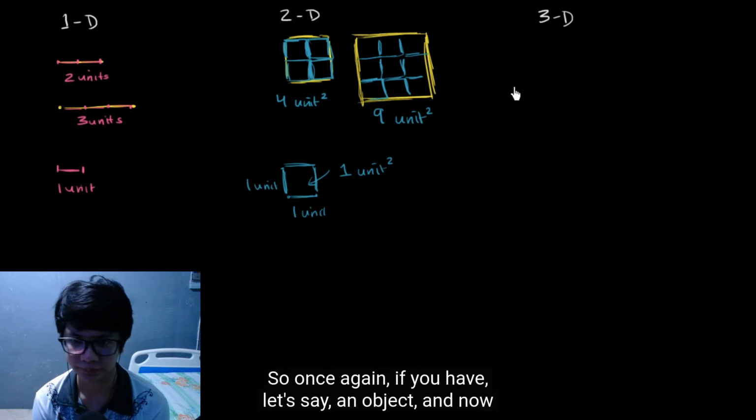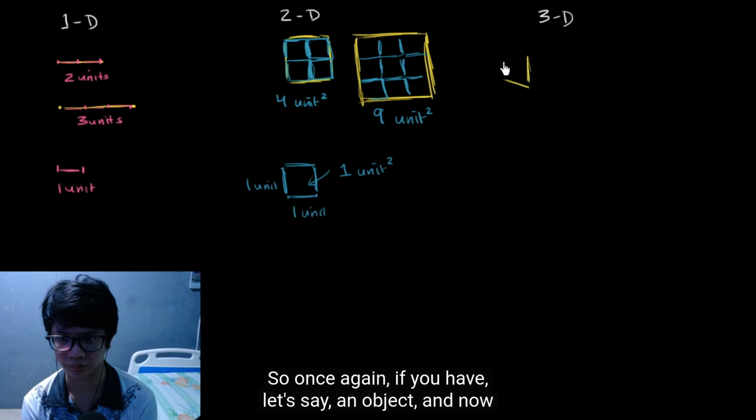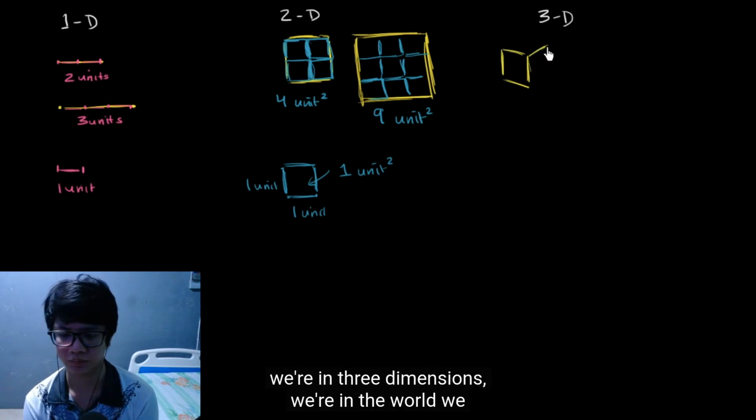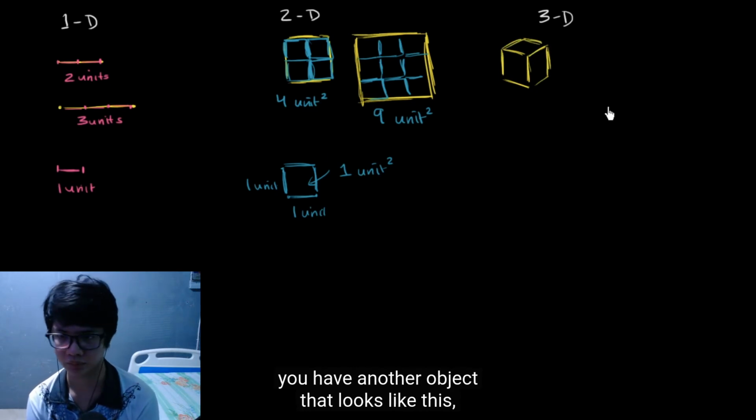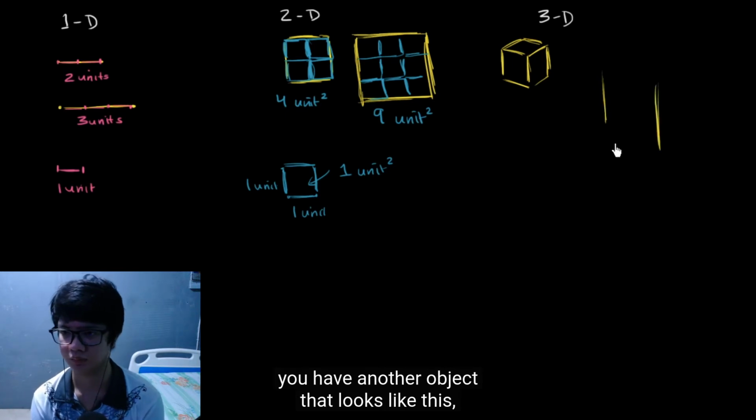So once again, if you have, let's say, an object, and now we're in 3 dimensions, we're in the world we live in, that looks like this, and then you have another object that looks like this.